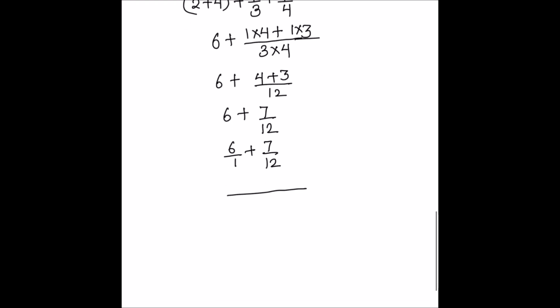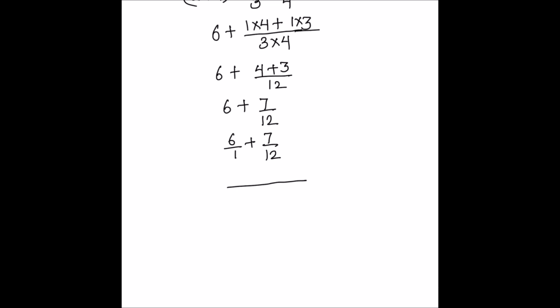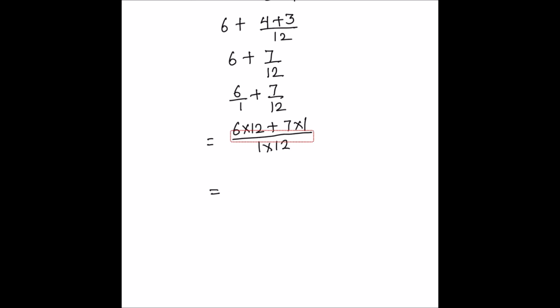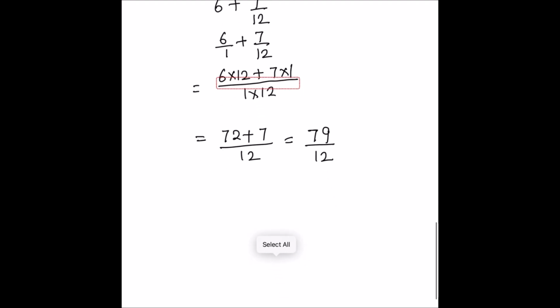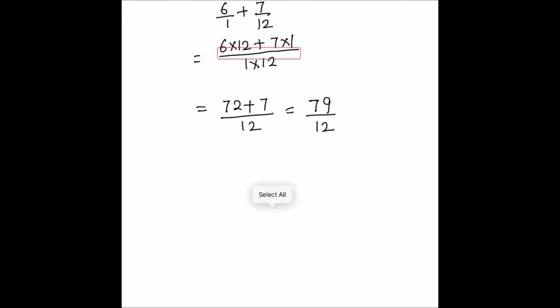Let's add the two numbers using the LCM or the cross multiplication method. So this is 1 times 12 in the denominator. Numerator will be 6 times 12 plus 7 times 1, which equals 72, 6 times 12 is 72, plus 7 times 1 is 7, divided by 12. 72 plus 7 will be 79 divided by 12. So we can leave it like this or further simplify to get the answer in mixed fraction. So this is the second way.